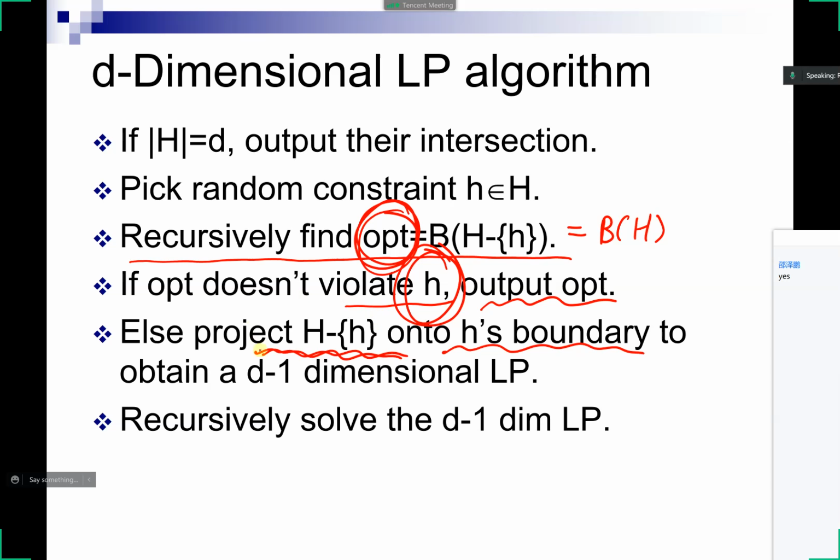So you're going to take each of these half spaces and intersect it with this d-1 dimensional boundary of H. You're going to do that for all of the constraints in capital H minus little h. And that's going to end up constraining you to this d-1 dimensional boundary of H. So now this is a d-1 dimensional LP lying on H's boundary, and we're going to do a second recursive call to solve it. So that's the algorithm.